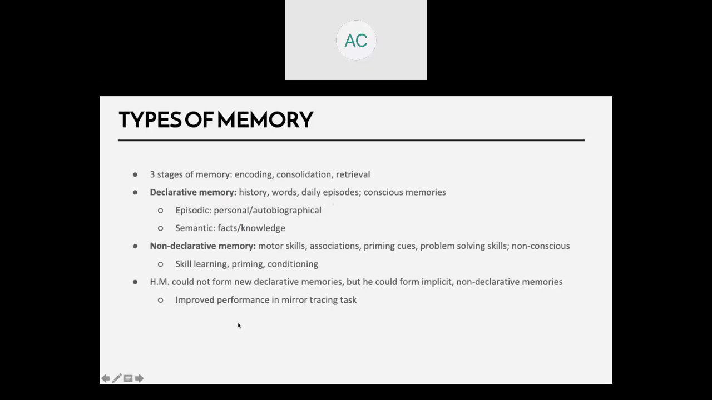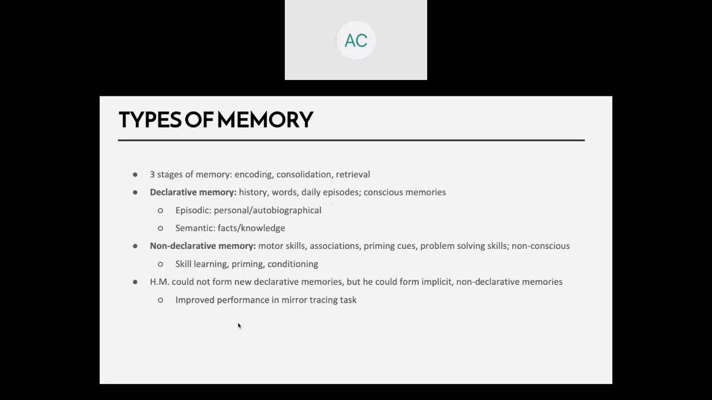And the two types of memory that you'll often hear about are declarative and non-declarative memory. Declarative memory encompasses anything that's conscious. This includes history, words, just what did you eat for breakfast today, things like that. And then under the umbrella of declarative memory, there are two more kinds of memory, which are episodic and semantic. Episodic memories are personal, things that happen to you in your life, who your family members are, things like that. But semantic memory is facts and knowledge, like state capitals or who's the president.